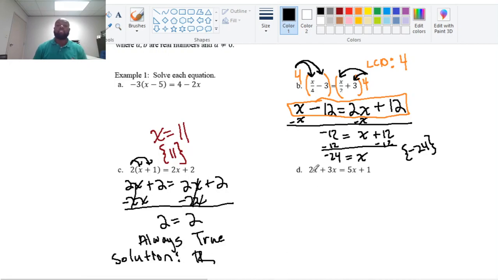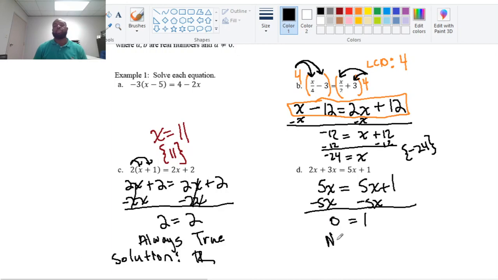Let's go to part D here. I have 2x plus 3x, which is 5x. Let's combine those terms. I have a 5x plus 1. If I get my x's on this side, I subtract this 5x, but I've got to subtract it on this side as well. And I'm going to get 0 equals 1. This is never true. And so since these are equivalent statements, this means that this equation here is never true, no matter what x I try to plug in. And so I don't have a solution here, right? And so my solution we can call our empty set. Remember we said this symbol here was the empty set.